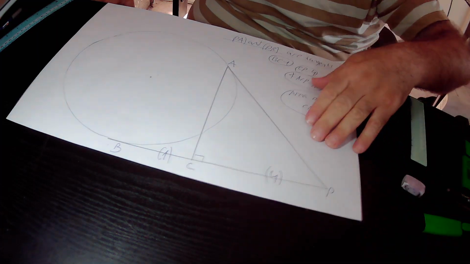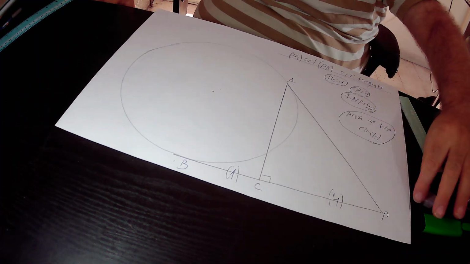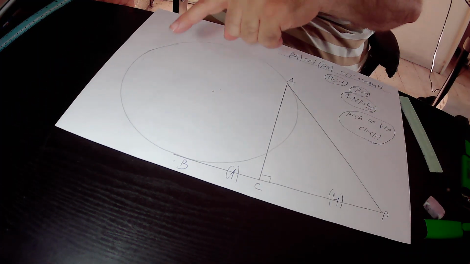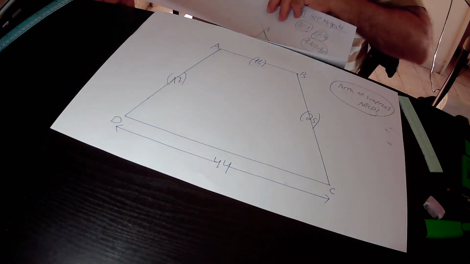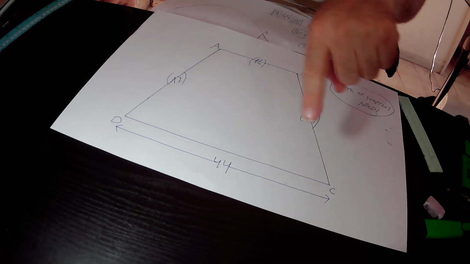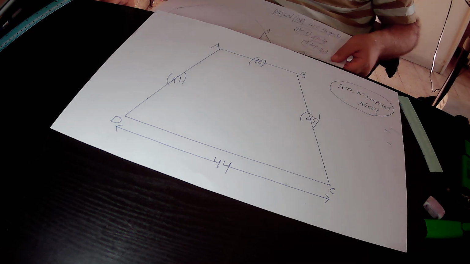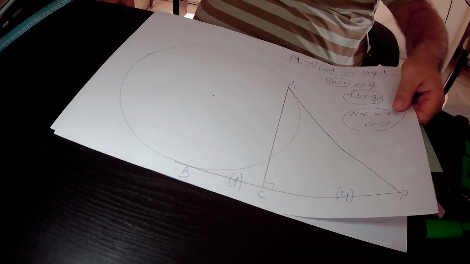Now, in this lecture, we'll answer two questions. In the first question, we find out the area of this circle, and in the second question, we find out the area of this trapezoid ABCD. So we start with the first question.